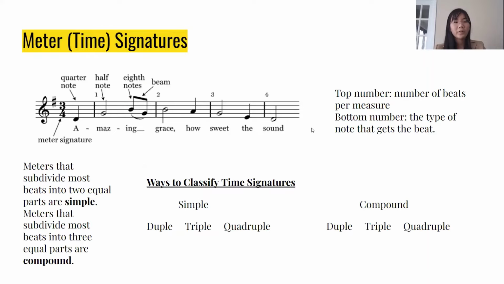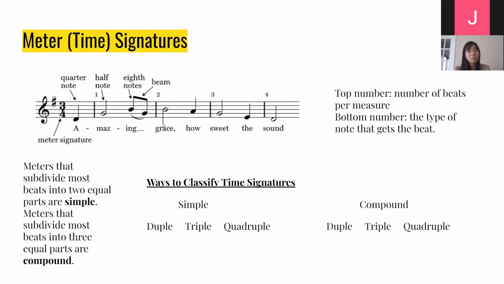So next we're going to talk about meter signatures. They're also known as time signatures. This would be an example of a time signature. If you notice, the top number is the number of beats per measure. So here, a half note is 2 beats, 1, 2, 3, 1, 2, 3, 1, 2, 3. So each measure is 3 beats.